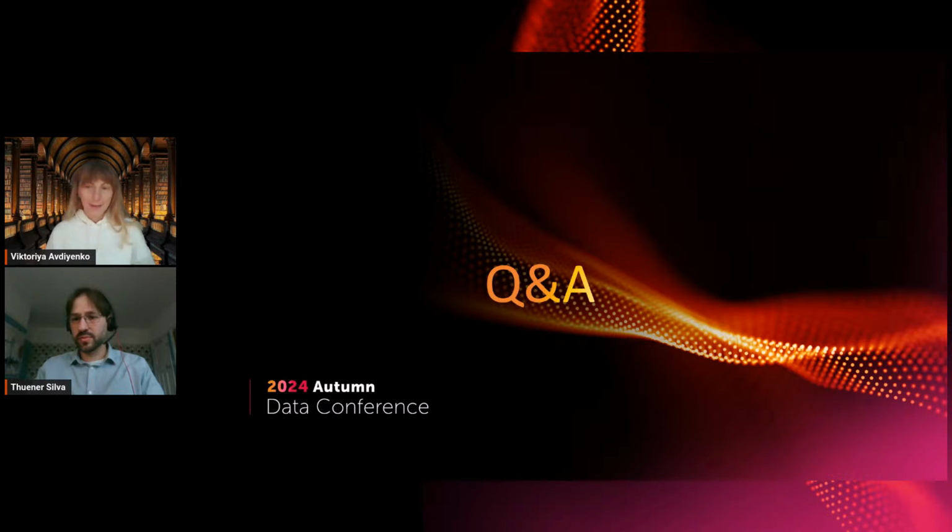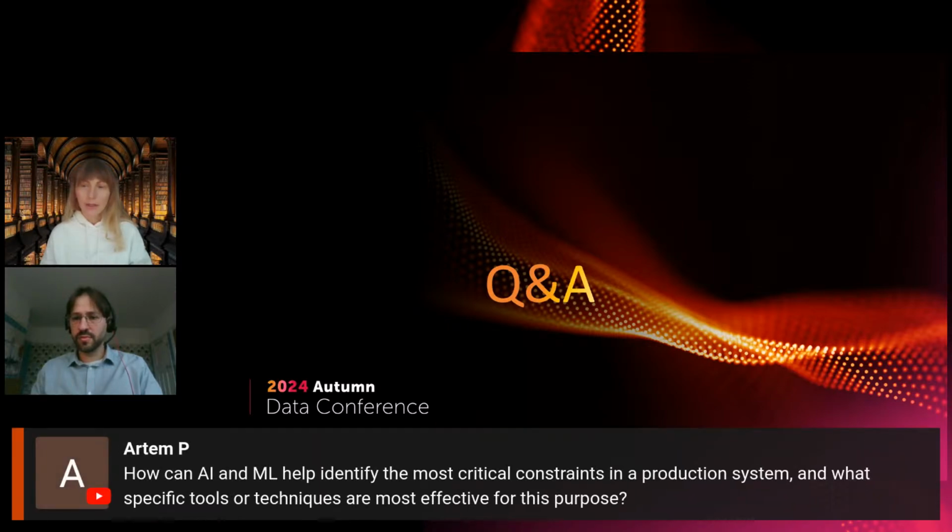We have another 3 questions, but I will probably ask only one of them because 2 of them look like comments. So how can AI and ML help identify the most critical constraints in a production system, and what specific tools or techniques are most effective for this purpose?